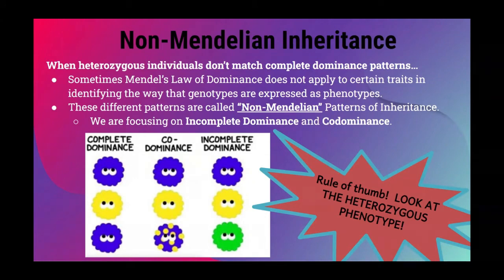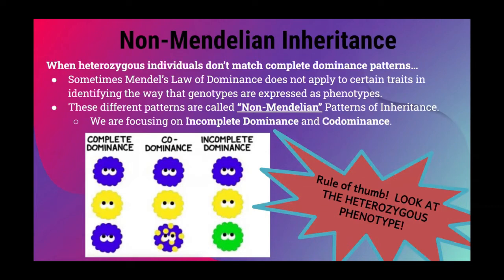Yes, we have this law of dominance and we have these other 2 laws, but sometimes organisms do not follow the law of dominance. This is going to be when you see organisms that are a blend of color, or multicolored, or splotches or spotted or things like that. And these follow something we call non-Mendelian patterns of inheritance. There are multiple ones, but we're going to hyper focus on incomplete dominance and codominance.